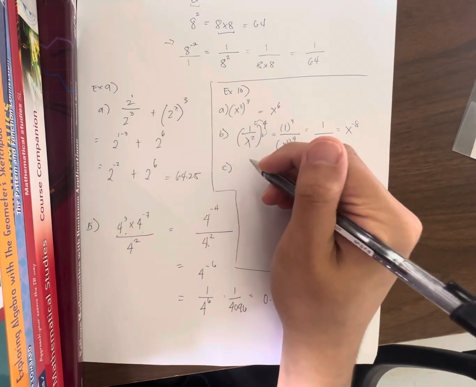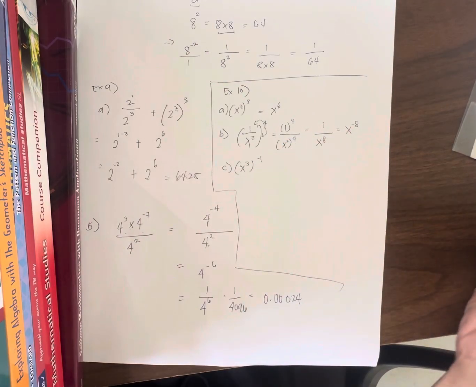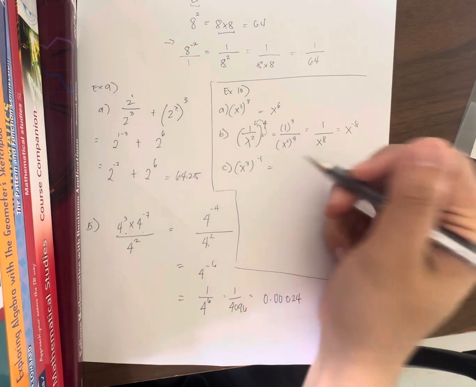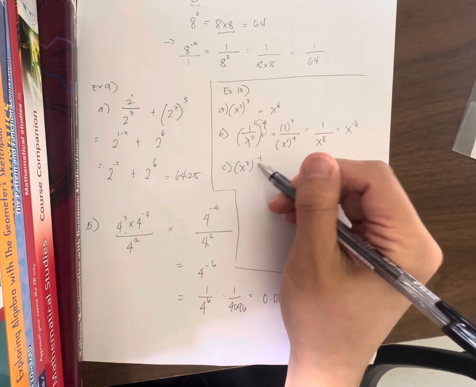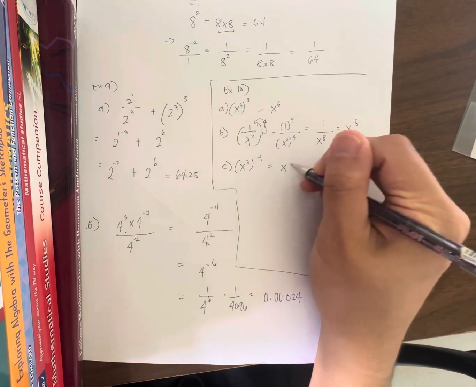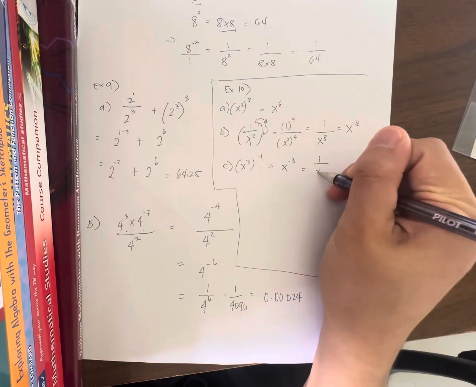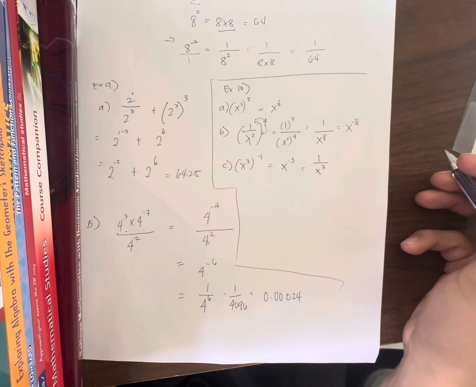Letter C, I have x cubed to the negative 1. Your book brings it down immediately, but what I could do is just multiply directly, because according to one of the laws, I can do that. And so I'll have x to the negative 3, which could also be written as 1 over x cubed. So either way is acceptable.